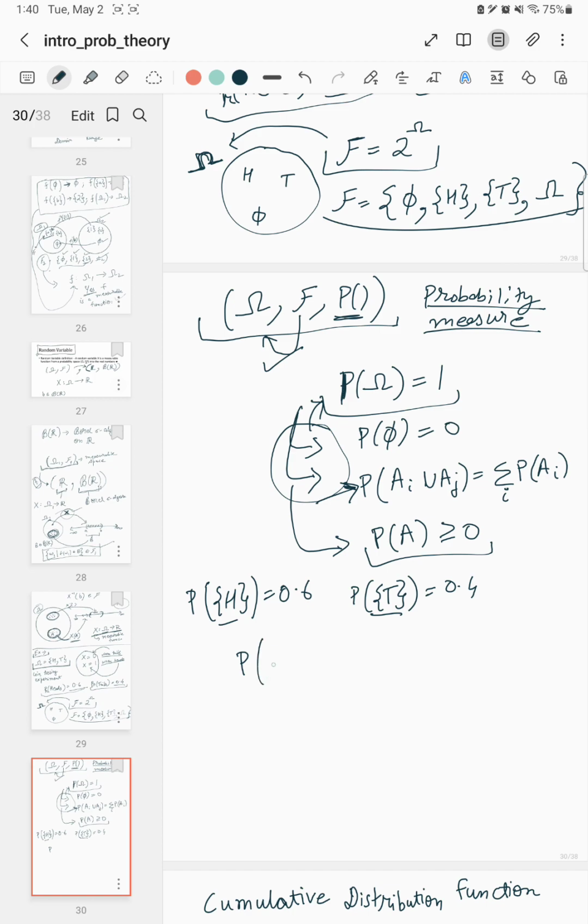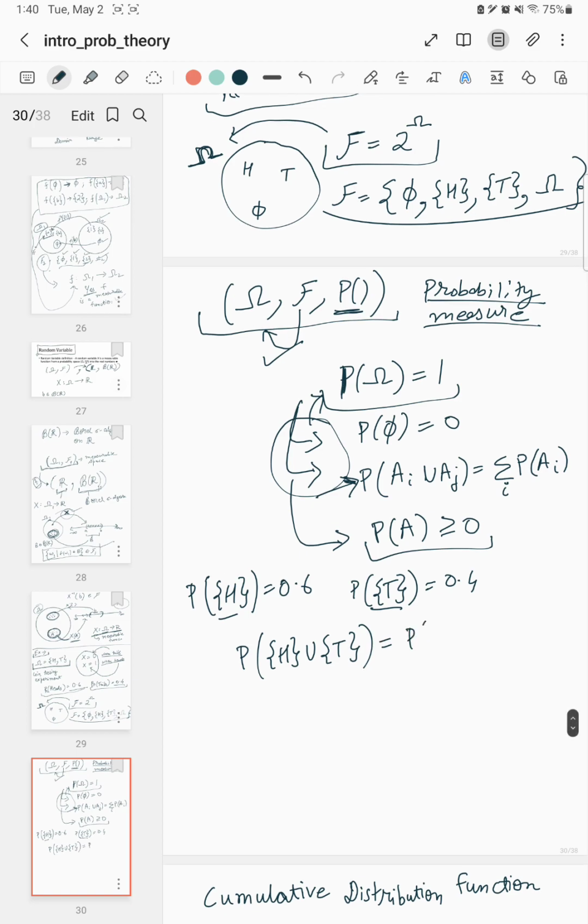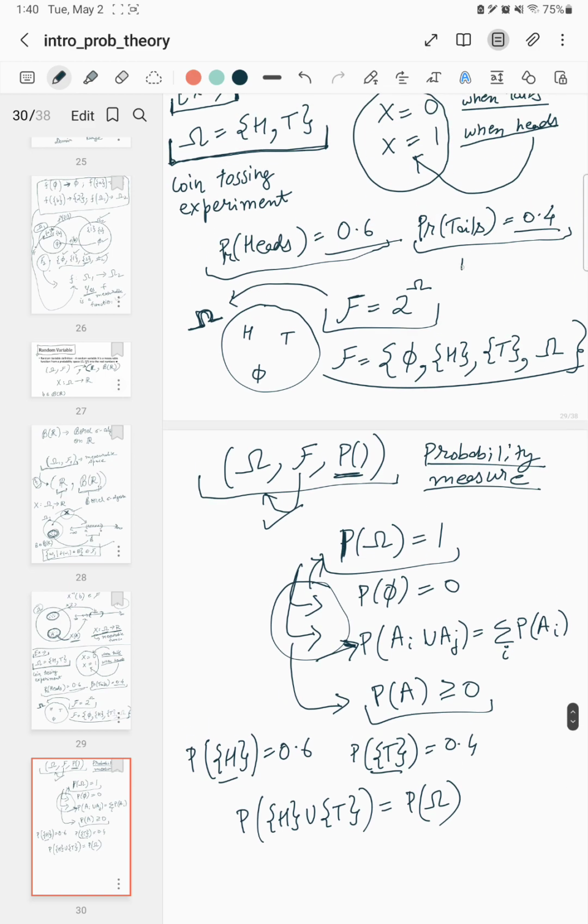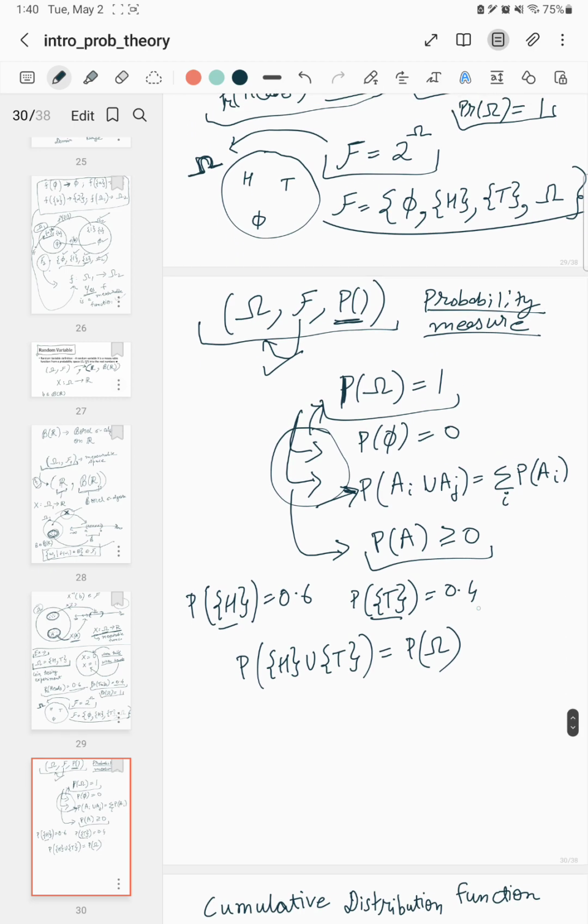So the probability measure of H union T is nothing but the probability measure of omega, and in this case we have defined the probability of omega as, we know it's trivial, that the coin will either land in heads or tails. It's a sure event, so the probability of omega would be 1. That's obvious. And also the probability of heads plus the probability of getting tails is 0.6 plus 0.4, which is also 1.